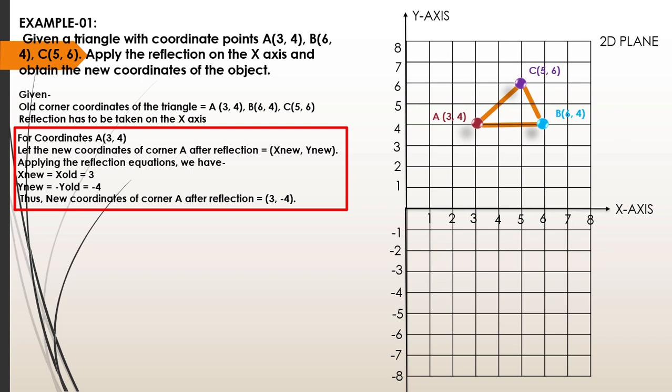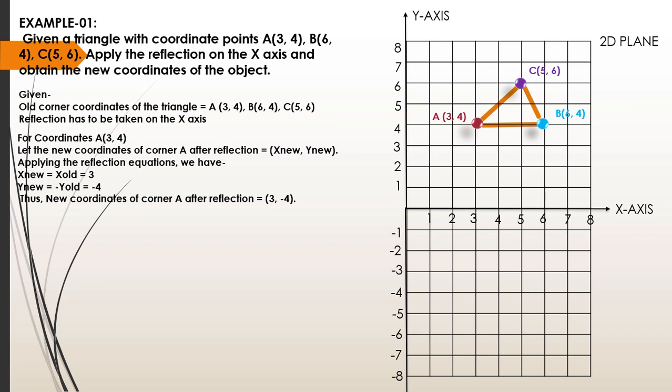The first point is A (3, 4). Let the new coordinates of the corner A after reflection be x new, y new. We need to apply our reflection equation, which is: after reflection the old x value stays positive, but the y coordinate value becomes negative. So x new is equal to x old, the same value, 3. Y new is equal to minus y old, that is minus 4. So the coordinates of corner A after reflection will be (3, minus 4).